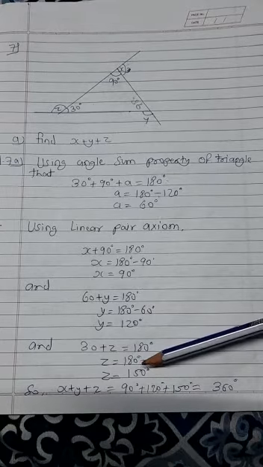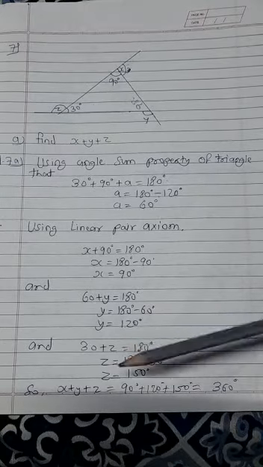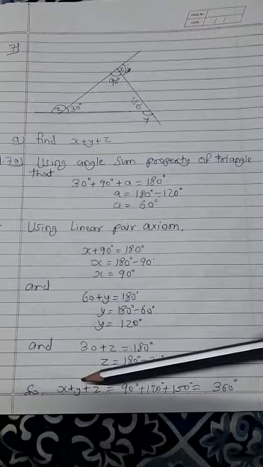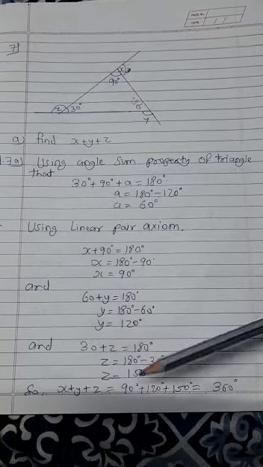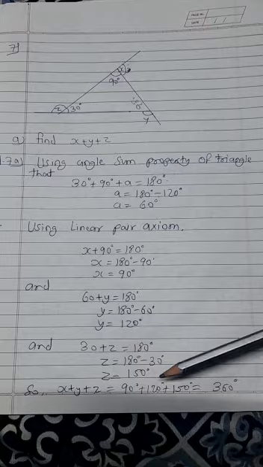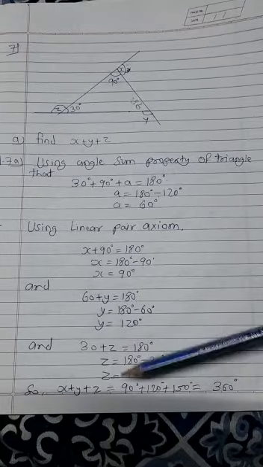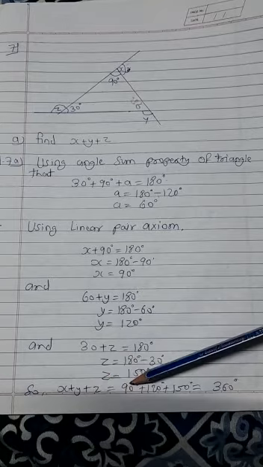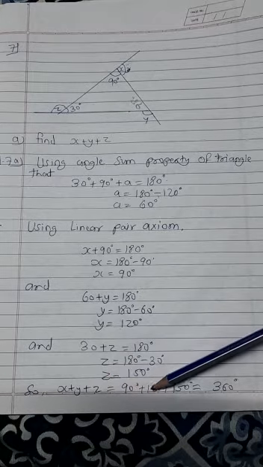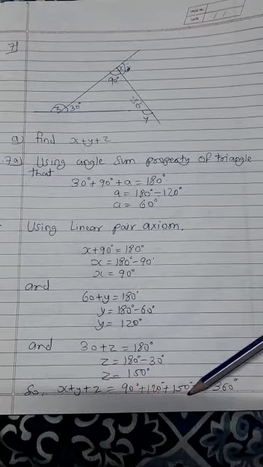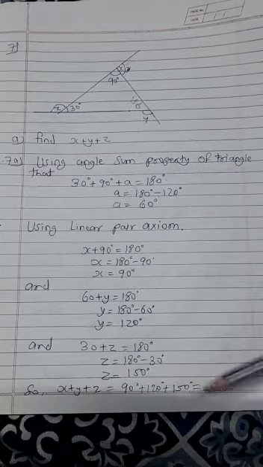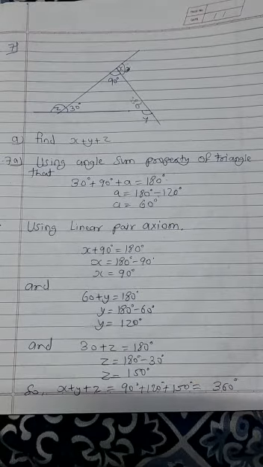Okay. So see, now here x is 90 degree, y is 120 degree and z is 150 degree. So x plus y plus z is equals to, here x is 90 degree, y is 120 degree and z is 150 degree. So that will be equals to what? 360 degree.